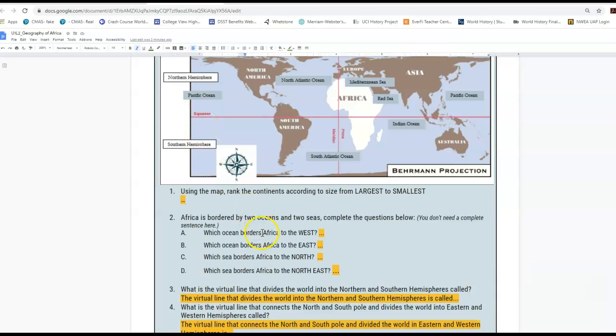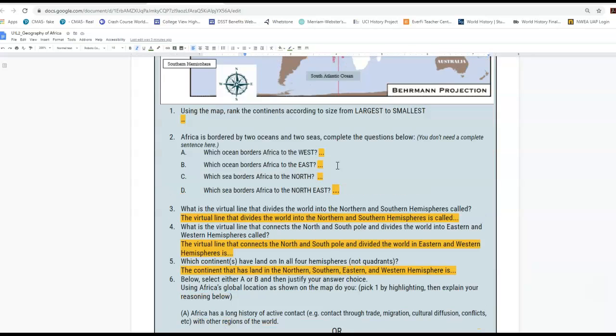Equator. The virtual line that connects the north and south poles and divides it into eastern and western hemispheres. That line has a very specific name, and that line is labeled right here. It is the prime meridian.